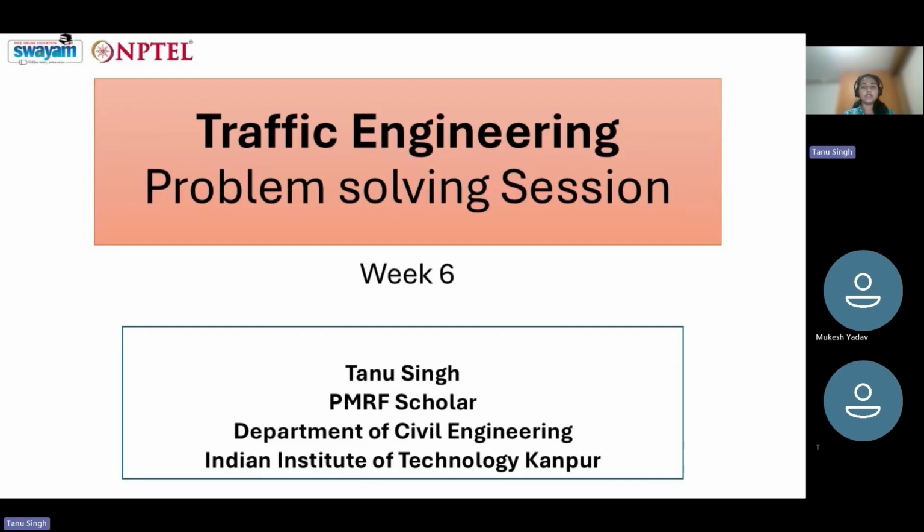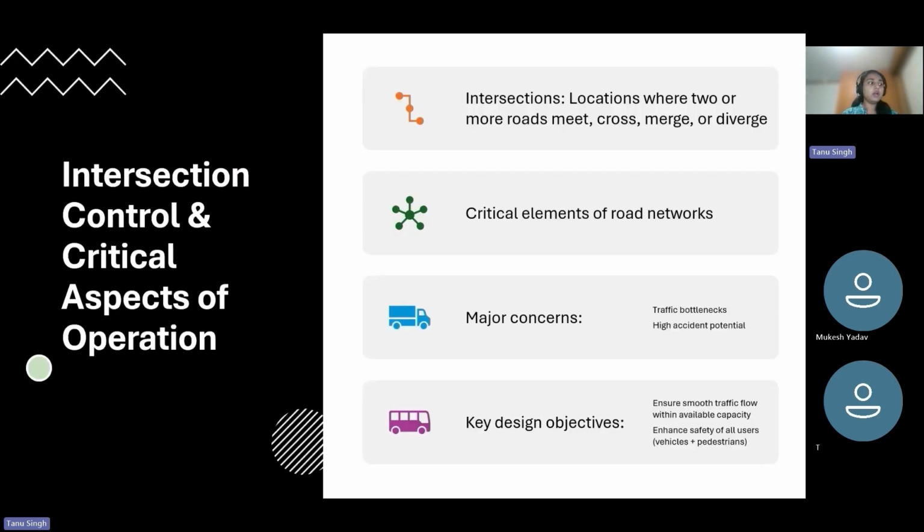So in this session, firstly we will summarize the week 6 lecture. Then we will discuss some of the practice questions and also try to resolve all your doubts. So starting with the session. Today we will be discussing intersection control and critical aspects of operations.